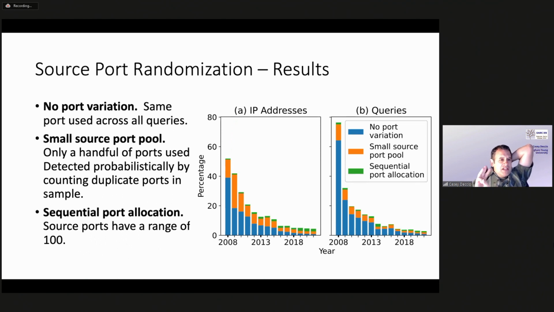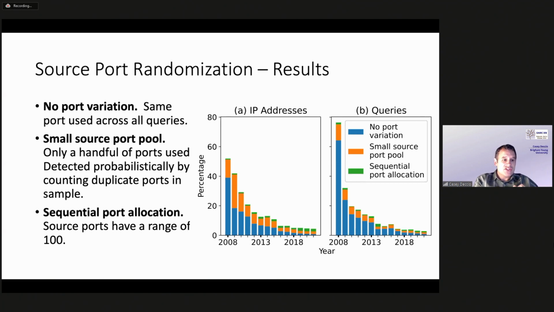So what we did was we identified 3 different categories. One was no source port variation, so they were using the same port for any query they were giving. This was the traditional model, but we had 2 other categories. One of them was what we called a small source port pool. One of the earlier versions of BIND would start up with something like 8 source ports corresponding to 8 sockets, and then they'd use one of those. So we could actually see from our analysis if resolvers were using a small source port pool.